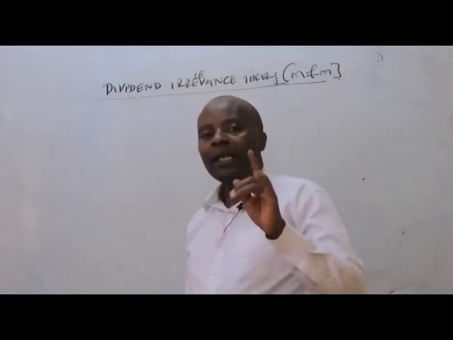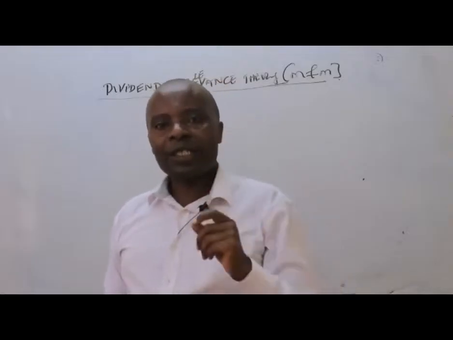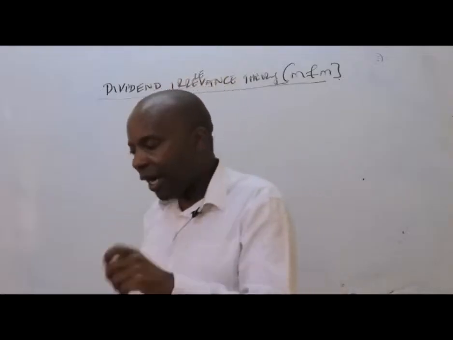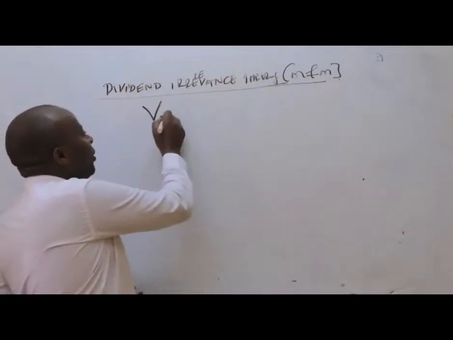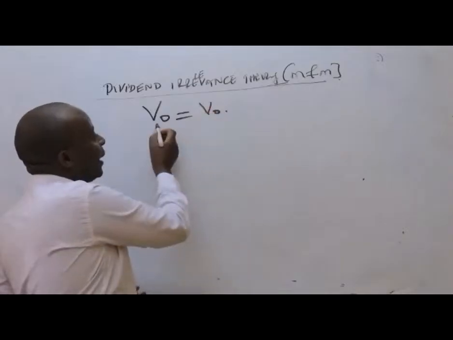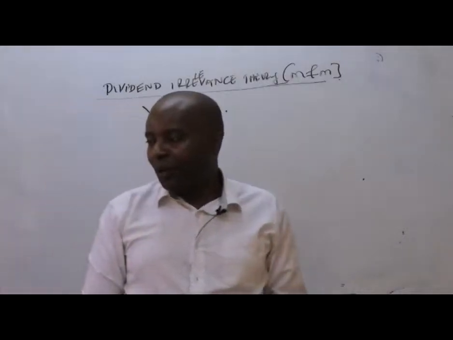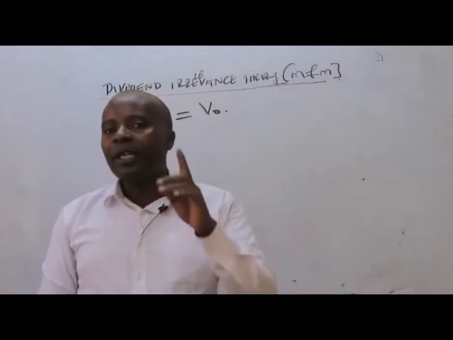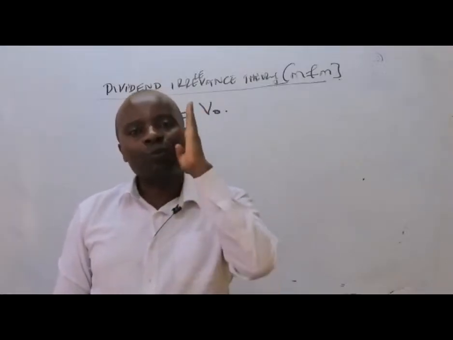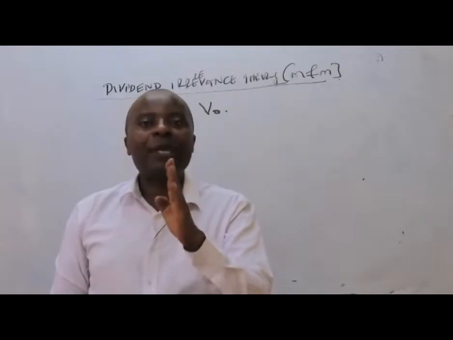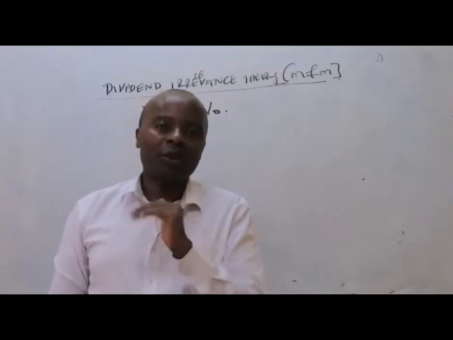So remember, under dividend irrelevance theory, whether you pay dividends or you don't pay dividends, the value of the firm will always be the same. The concept here is that the current value of the firm, when you talk of P0, O means current value, is always the same regardless of whether you decide to pay dividends or you don't pay dividends. It's called the dividend irrelevance theory.